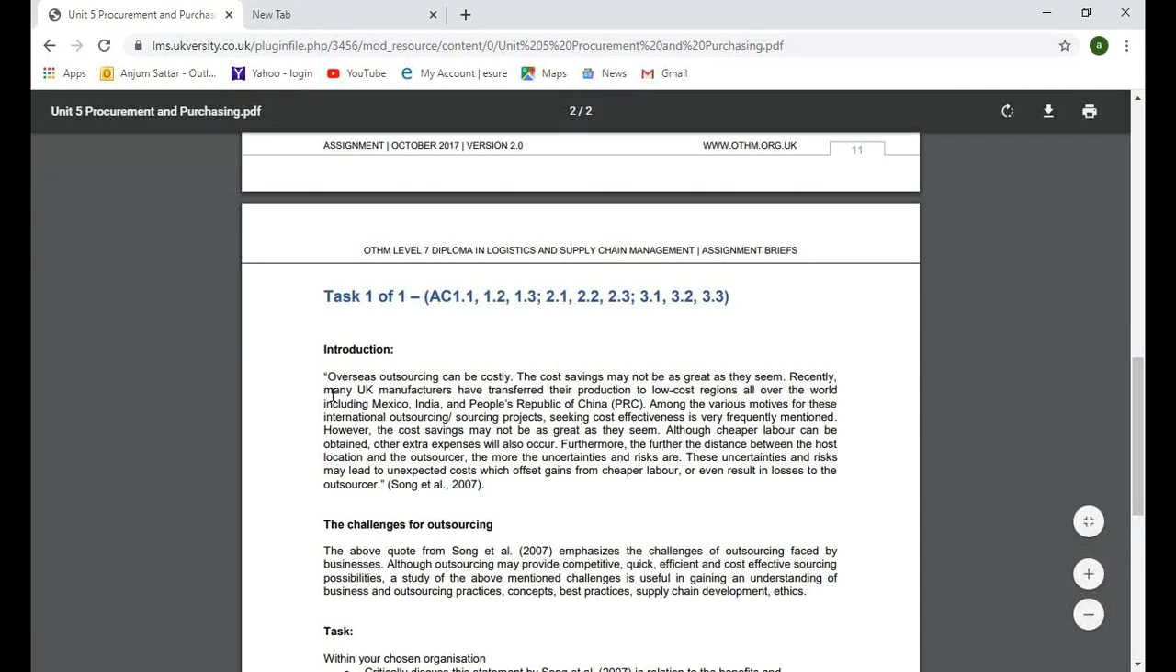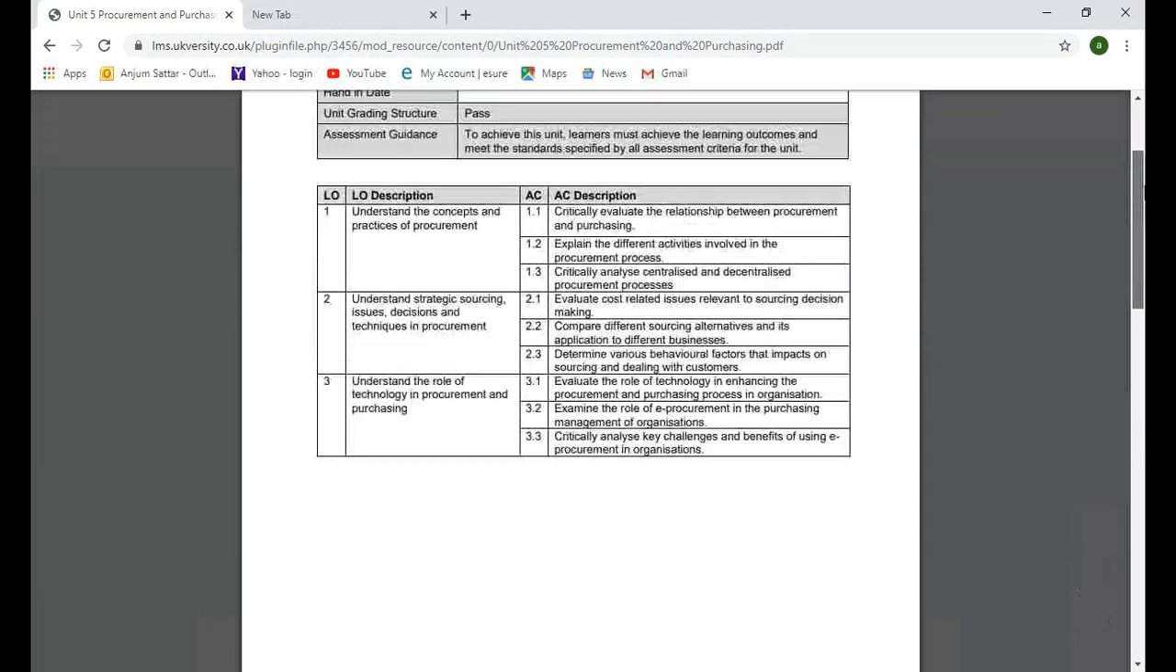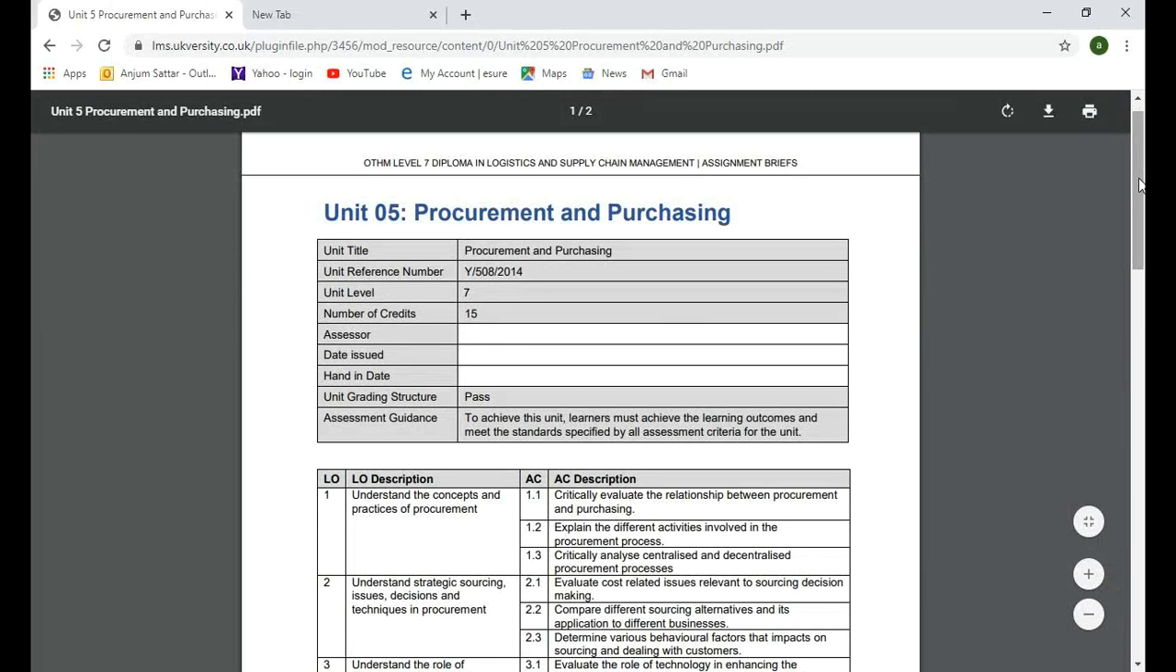So that's all. Then we have the indicative content, what we're supposed to learn, and the purpose of this unit as well, which we'll discuss in more detail. Anybody, any question?